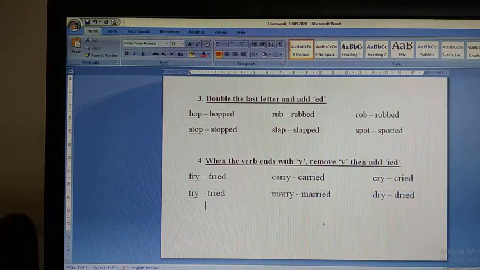So as I have told you earlier, little children, this is not the absolute rule, but these are the general rules for how you can write the past form of a particular verb.